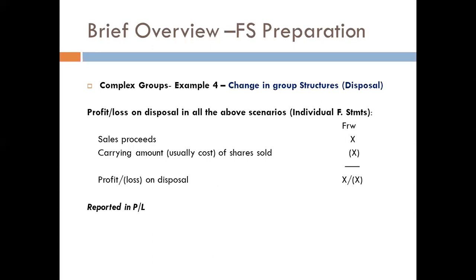Now, this is how we calculate the profit. We look at the sales proceeds, and in the case of disposal, there is a profit which is calculated in the individual financial statements, and there is a profit which is calculated when we're looking at the consolidated financial statements. For individual financial statements, you will look at how much is the sale proceeds that I have received, and what was the carrying amount of the shares. The difference between the two will be a profit or loss that we'll have to recognize in the P&L account. That is in the separate financial statements.